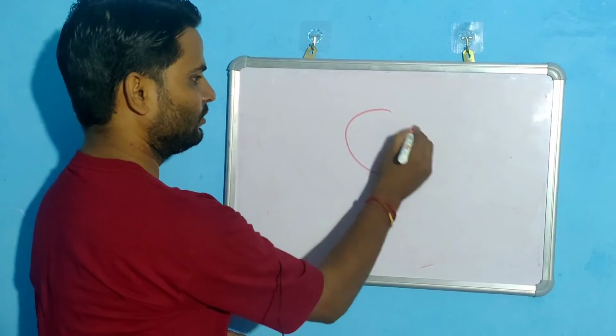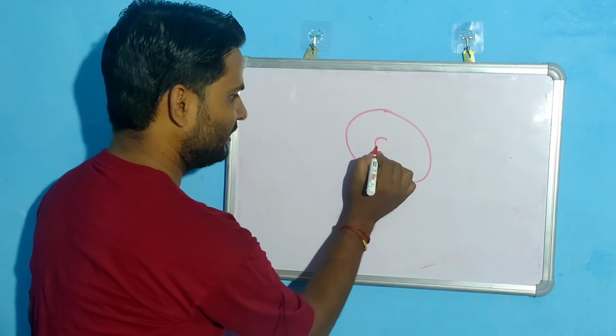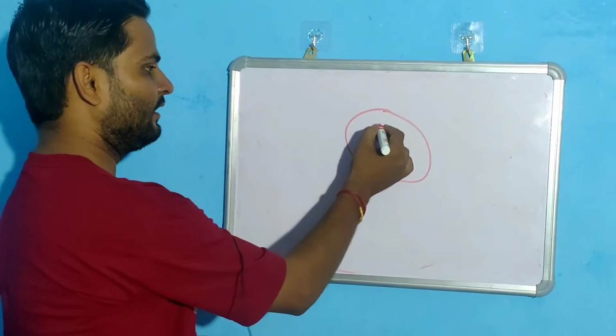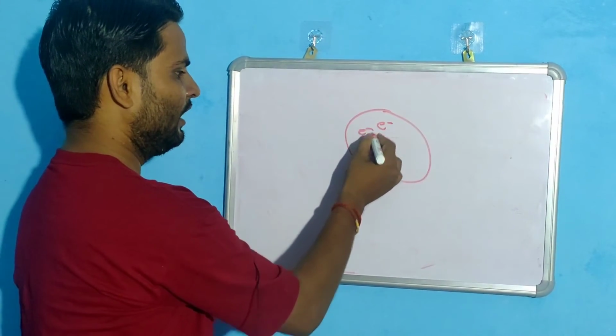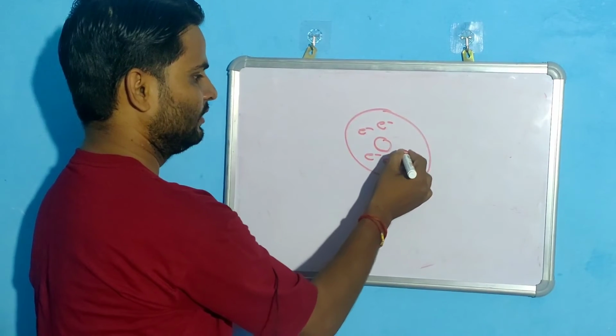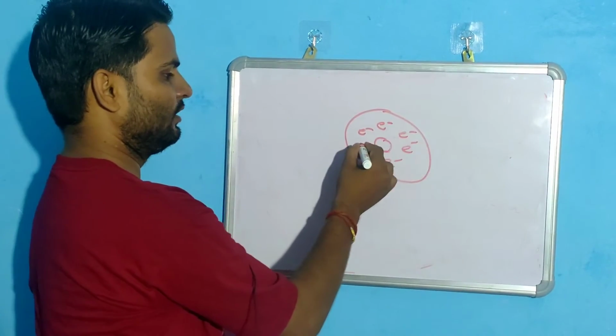So on this observation, the structure of the atom we get is like this: an atom is a sphere, in this sphere there is a nucleus, and the electrons are revolving around this nucleus. This model was proposed by Rutherford.